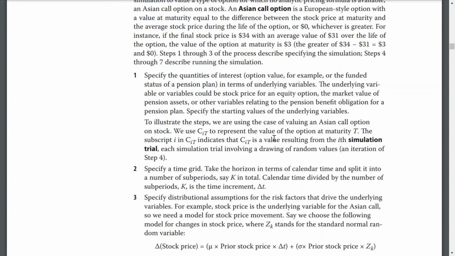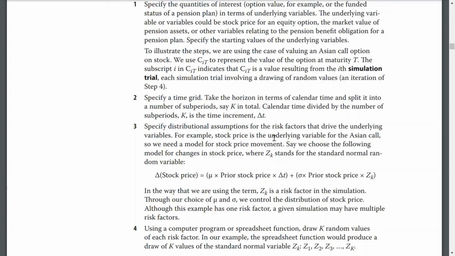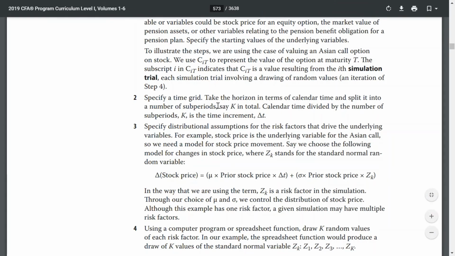We use CiT to represent the value of the option at maturity T. The subscript i in CiT indicates that CiT is a value resulting from the ith simulation trial. Each simulation trial involves a drawing of a random variable and iteration of step 4. Specify a time grid. Take a horizon in terms of calendar time and split it into a number of subperiods. Say K is the number of subperiods, so total calendar time divided by K is the time increment of delta T.